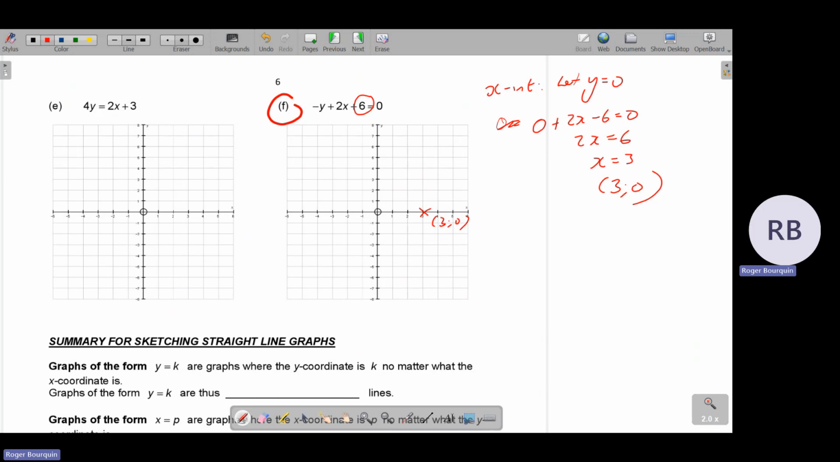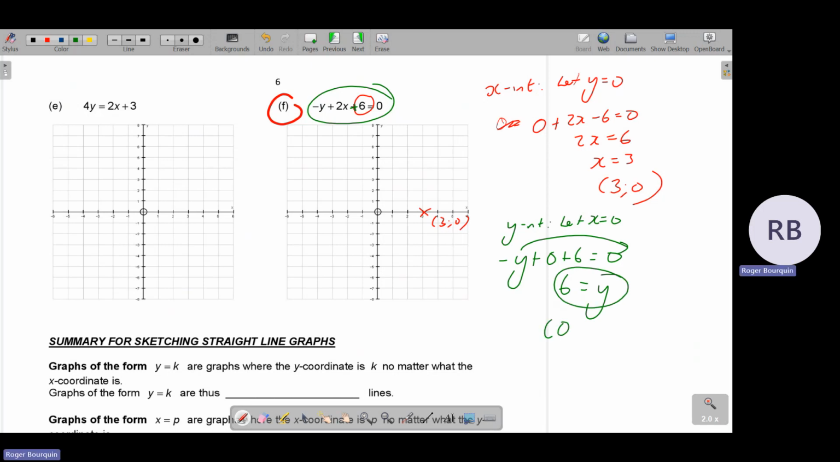And then the other point, the y-intercept, you let x be 0. I'm subbing into this equation, remember? You get -y plus 6 is equal to 0. I'll move that negative y across to become positive, so when x is 0, y is 6. So there's a point (0, 6).